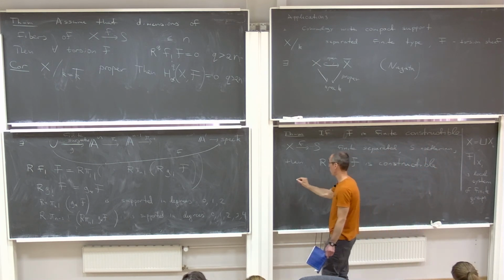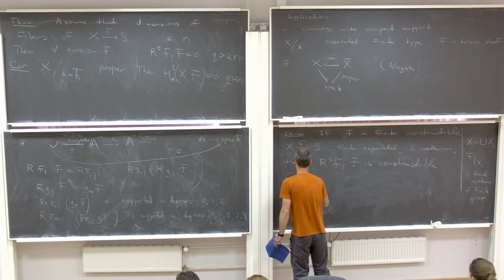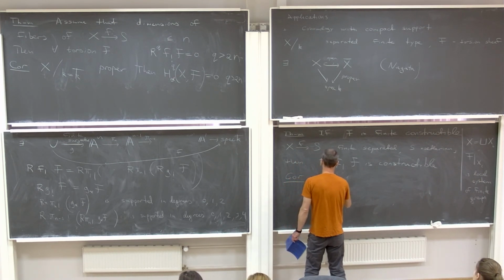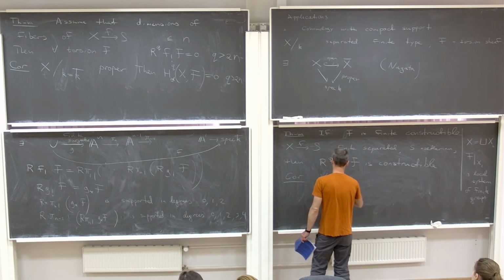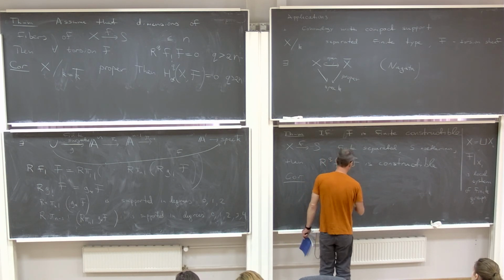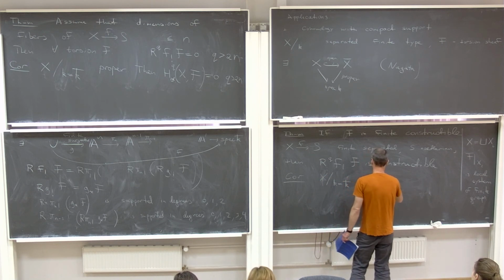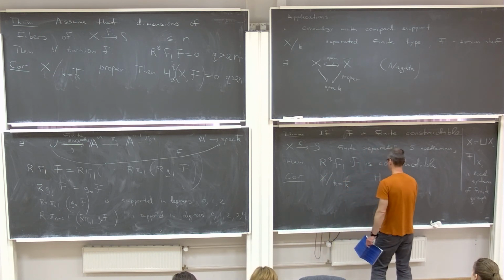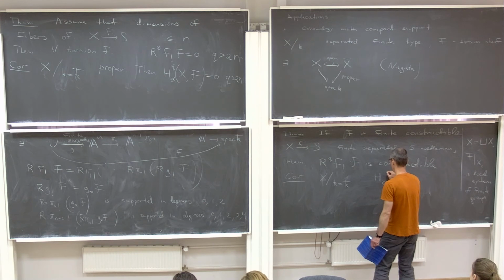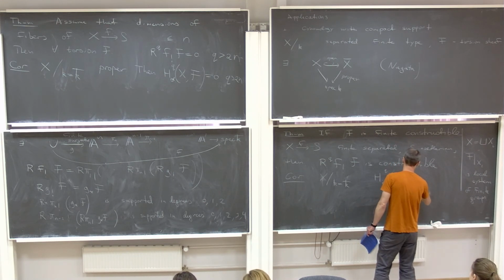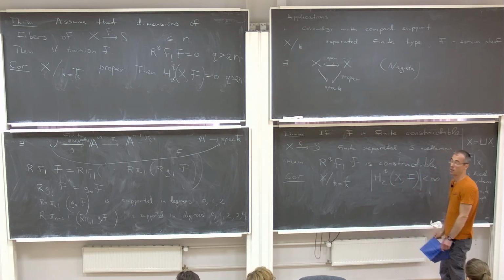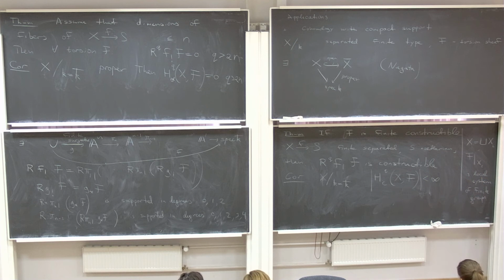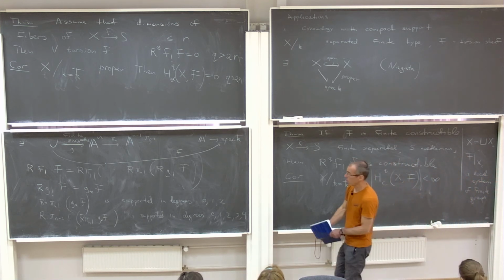Well, a corollary of this is that if you have any separated scheme of finite type over an algebraically closed field, then homology with compact support with coefficients in a constructible sheaf is finite.